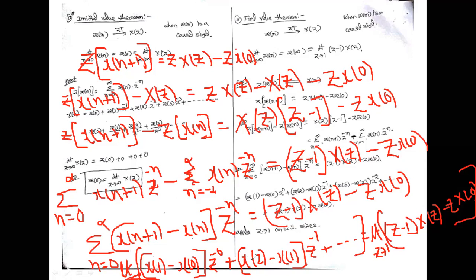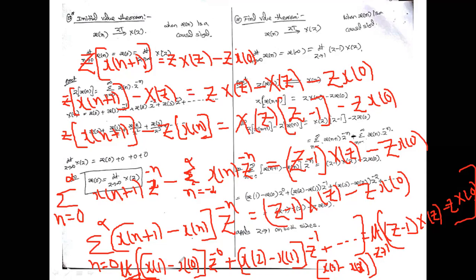Here we get the x of 2, and then the next term we get x of 3 minus x of 2, z power minus 2, the value is there. So x of 2 also gets cancelled. So on, all the terms in the left hand side except the x of 0, remaining all the terms are cancelled.